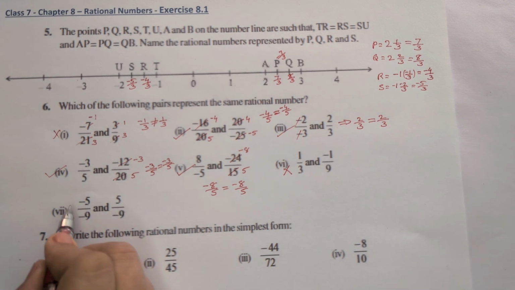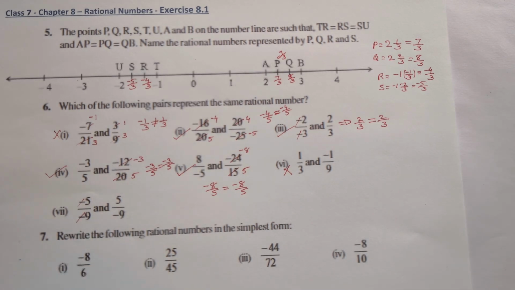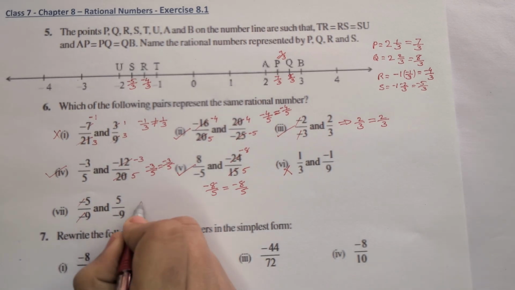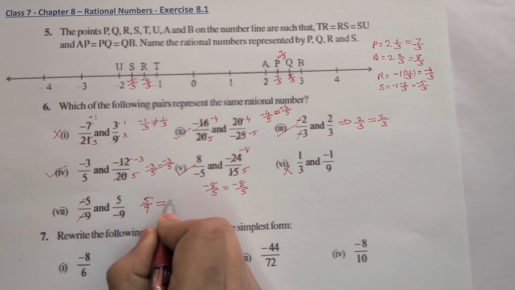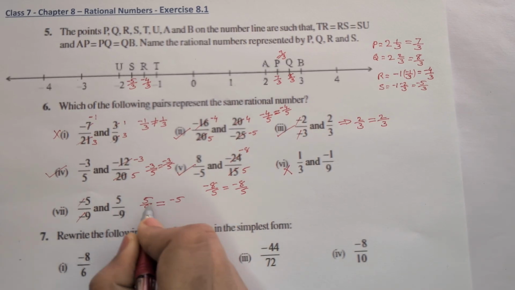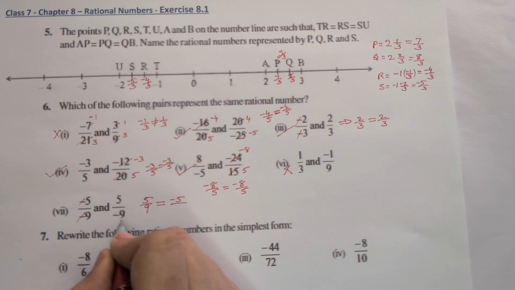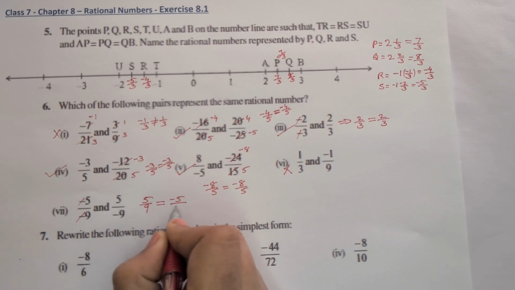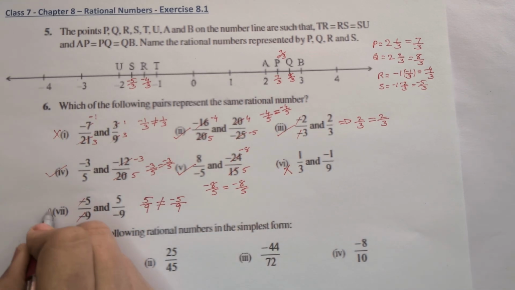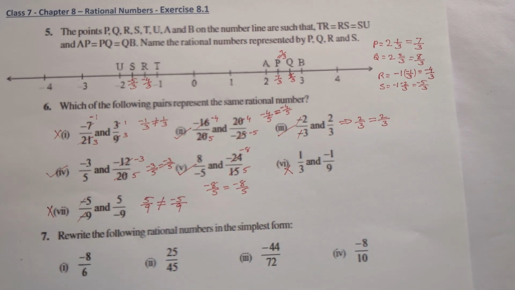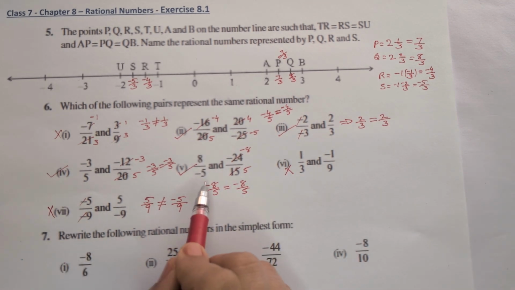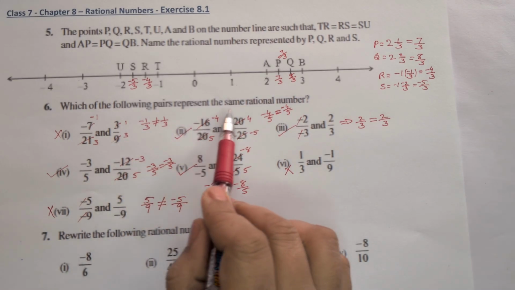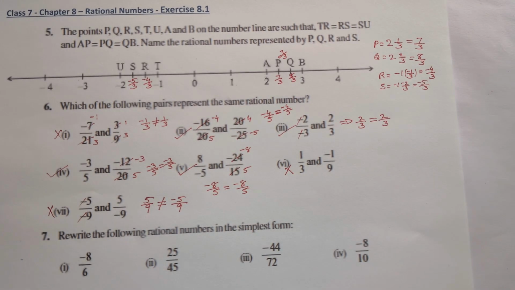Minus 5, and by this negative sign we can cancel from up and down. Then remaining 5 by 9 in the first fraction. And the second one minus 5 by 9. We can put the minus sign in the numerator or denominator, anywhere the same, but that remains a negative number. Minus 5 by 9, which is not equal. So these two pairs are not the same rational number. So 2, 3, 4, 5 are representing the same rational number.